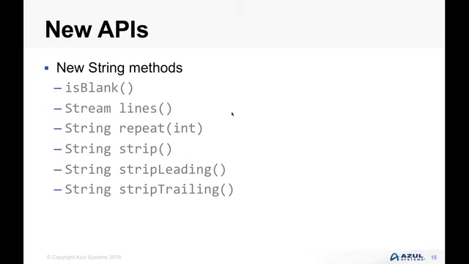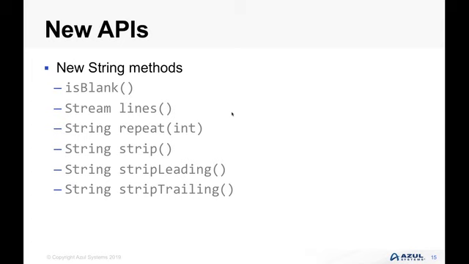Repeat will do exactly what you think, which is to repeat a particular string a number of times. And then there are three methods called strip, stripLeading, and stripTrailing, which will remove white space either from the beginning and the end, or just the beginning or just the end of a string. The observant amongst you will obviously go, hang on, what's the difference between strip and trim? Because trim removes white space from both ends of a string as well.